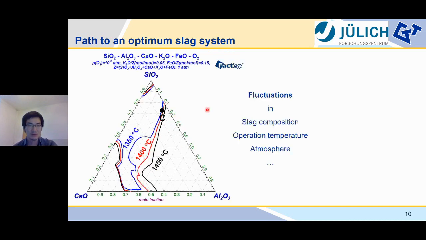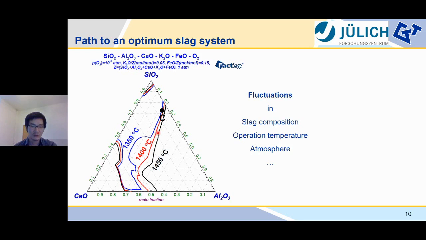To further determine the optimum slag system, we also need to consider the fluctuations, because I don't think we can achieve a constant slag composition, constant operating temperature, and so on. So by analyzing the influence of the fluctuations, for example, for the operating temperature, we can have more liquidus lines, especially at low temperature. Here we see 1350 degrees C, we can see this slag C is already outside the fully liquid zone. That means we have to suffer from the risk of a sudden increase in viscosity due to crystallization.